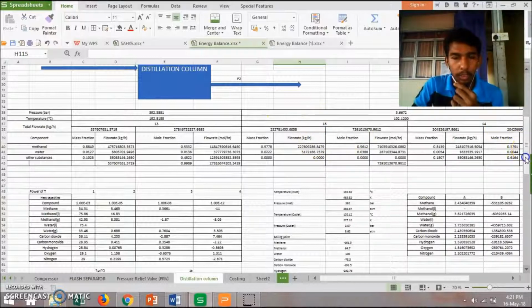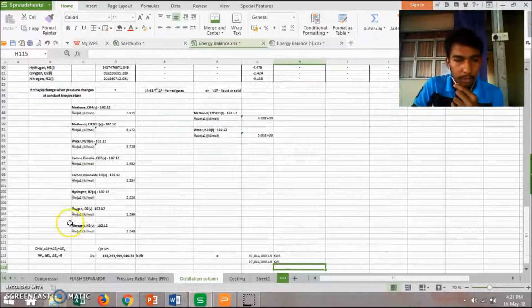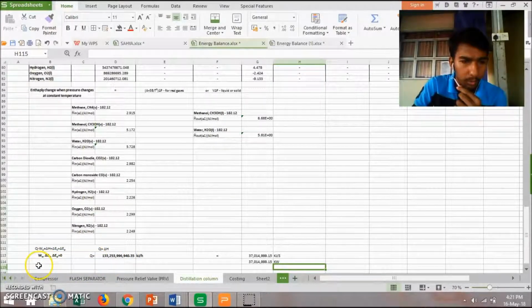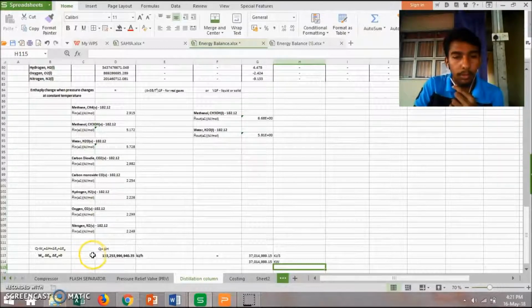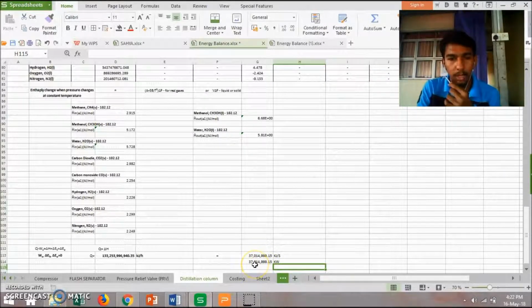For this energy balance calculation, we have used the same formula, and we can clearly see that the shaft work, change in kinetic energy and change in potential energy are 0. So the final formula is Q is equal to the enthalpy change. After calculating all the energy balance, the value that we got here is 37 million kilowatt. As the value is positive, we can say that heat is needed for this process. Now my other teammate will explain about the costing.